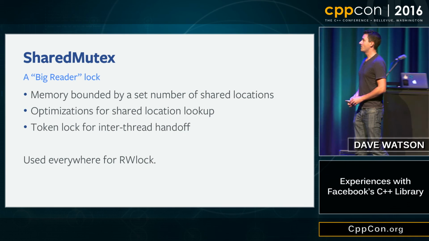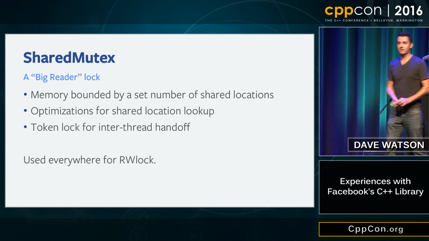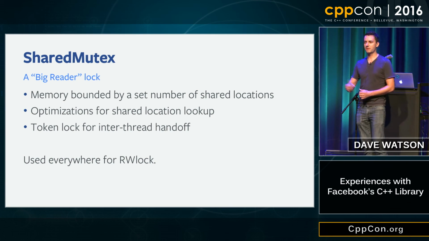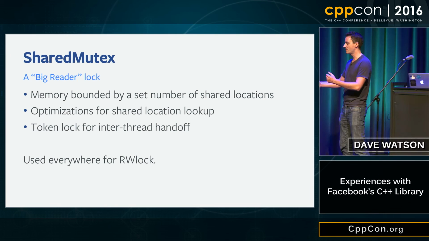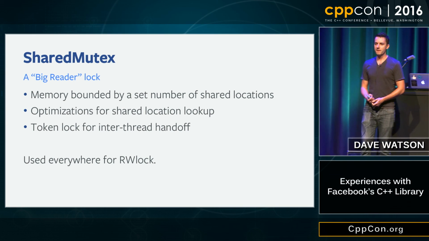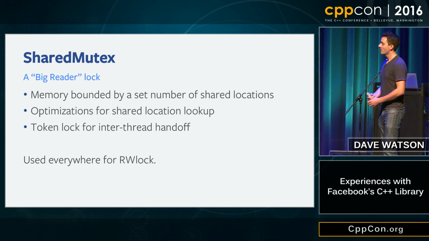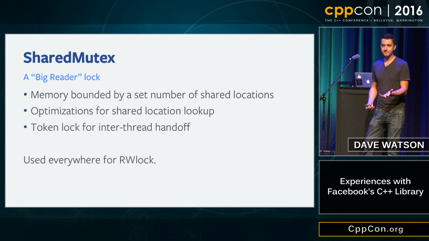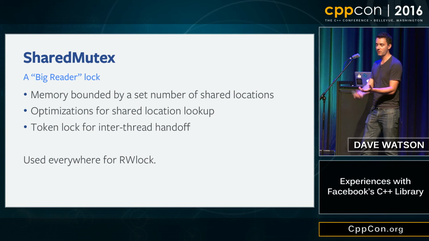The standard also has a proposal for a shared mutex. This is basically just a reader-writer lock. So std mutex is an exclusive lock. Anyone that grabs the lock has exclusive access to the data. Shared mutex is a reader-writer lock. There's a reader count and a writer count. There can be many different readers. They can all be accessing the data simultaneously. There can be one writer.